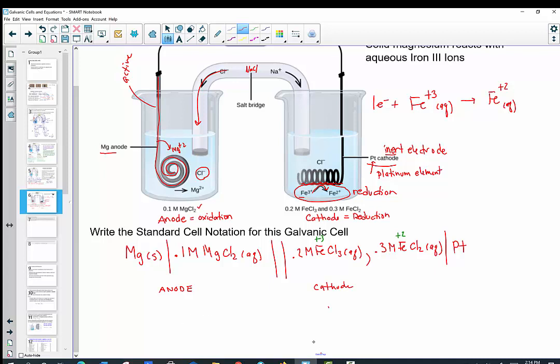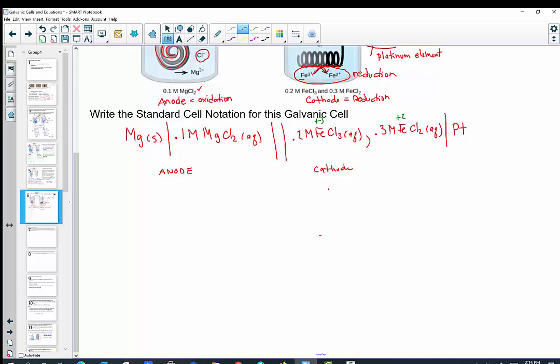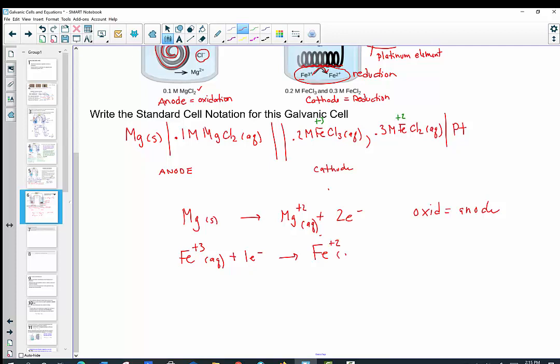So think about this reaction before I leave this page. On the oxidation side, we had Mg solid turning into Mg aqueous ion, releasing 2 electrons. We called this oxidation. This is what occurred at the anode. On the other side, which would be the cathode, we had an iron plus 3 aqueous ion gaining an electron to form an aqueous ion of iron, that's a mouthful, plus 2. So that's reduction. That's what occurred at the cathode.